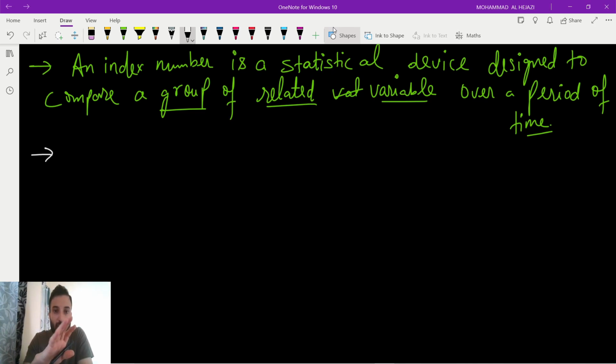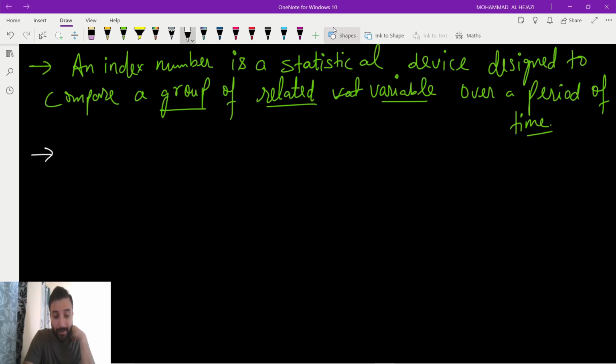They will ask directly, they will ask the method. You have to write down the formula, substitute the values, and you'll get the answer. Okay, and the second limitation is that many formulas are used. Yes guys, lots of formulas are used for construction of index number.